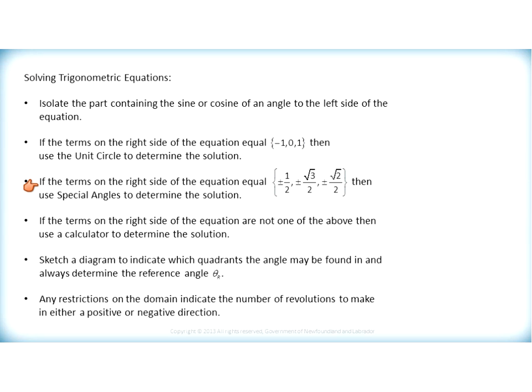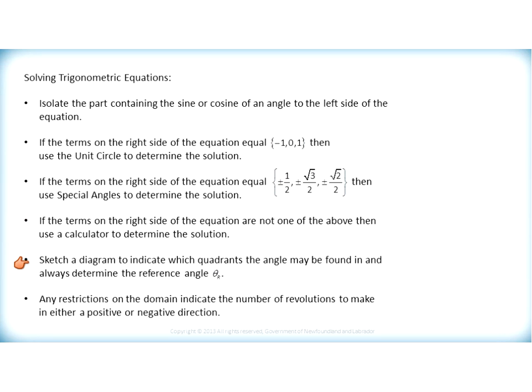If the terms on the right side of the equation equal ±1/2, ±√3/2, or ±√2/2, then we can use special angles around the unit circle to determine the solution. If the terms on the right side of the equation are not one of the above, then we will have to use a calculator to determine the solution.